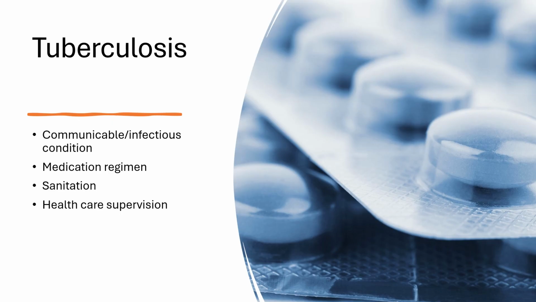For communicable disease prevention and control programs such as directly observed therapy for tuberculosis, assess these problems and add others if needed: communicable/infectious condition, medication regimen, sanitation, and healthcare supervision.